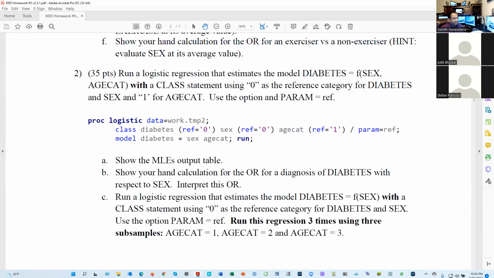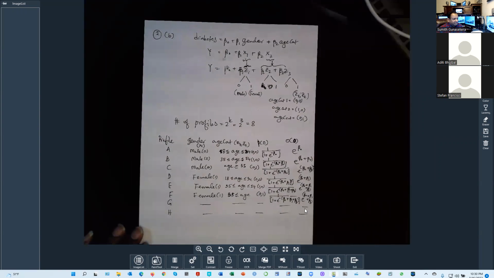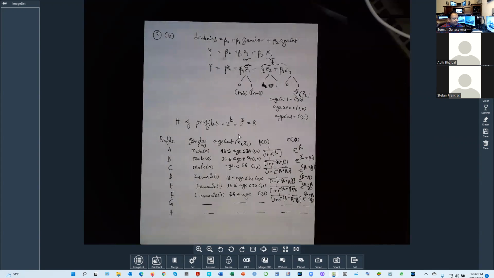Now we're going to take into account the categorical data. This one has categorical data, age cat. Show a hand calculation for the OR for the diagnosis diabetes with respect to gender. We did that one too. Real quick, we did this one. I can remember yesterday, all these profiles, and this age cat has 3 options.